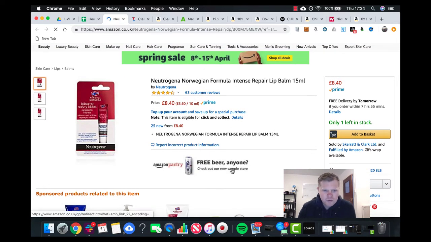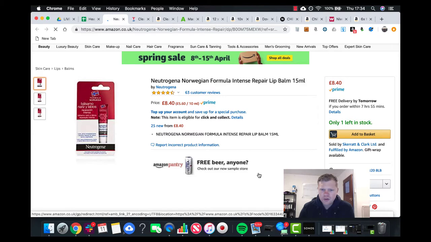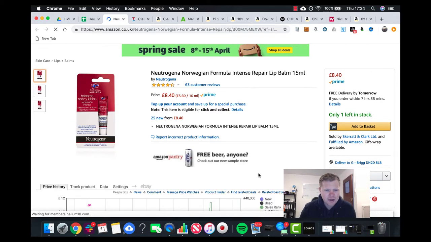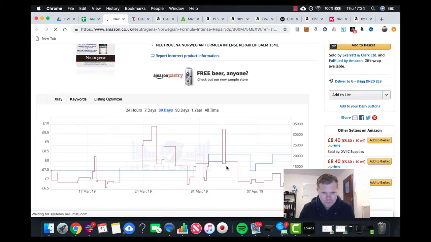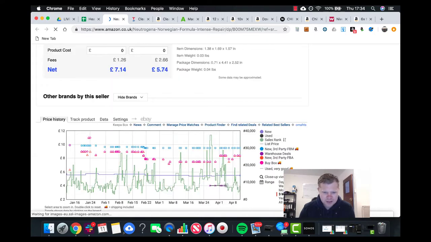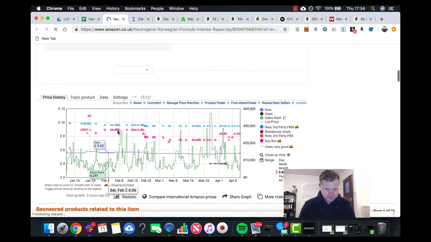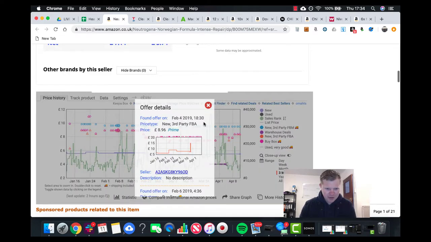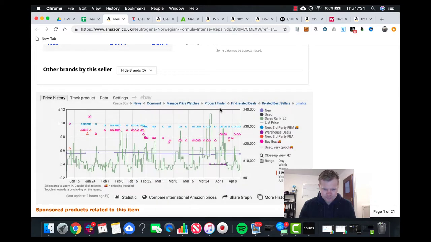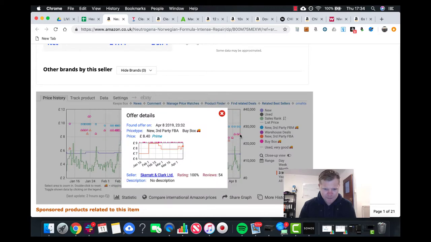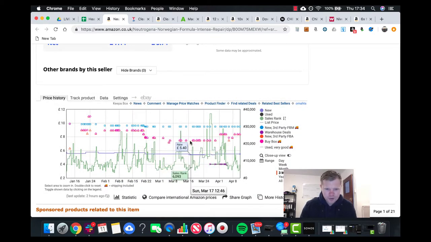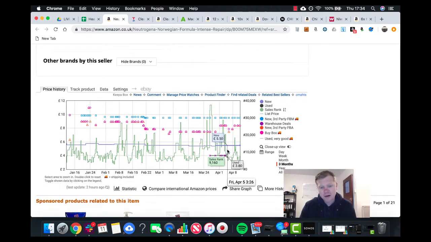Okay, so we've got Neutrogena formula, 15ml balm. At first glance, it looks like it's selling quite well. The buy box has been up and down within the last 3 months. So it was at £8.96, going down to, what are we at now? £8.40. But it's been down as low as £7.50.